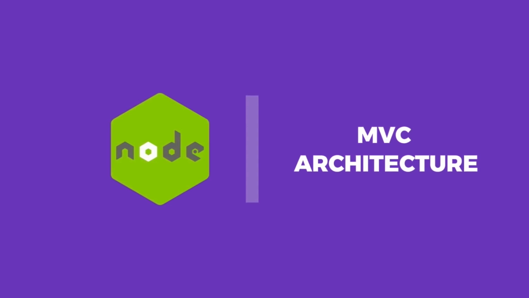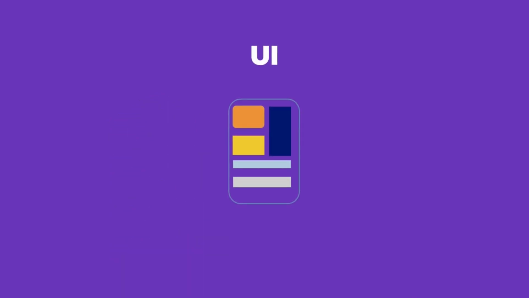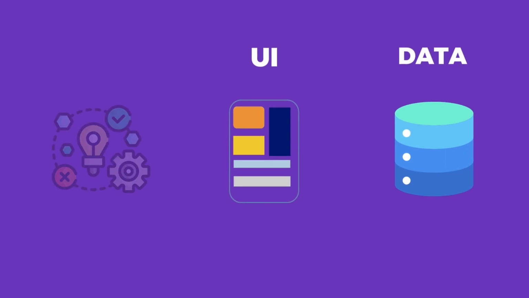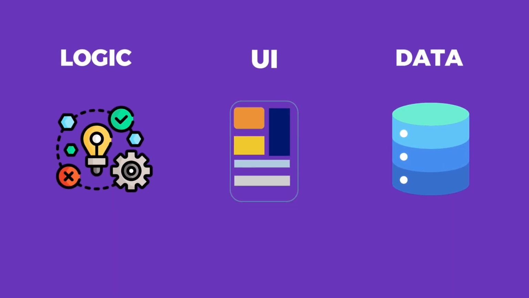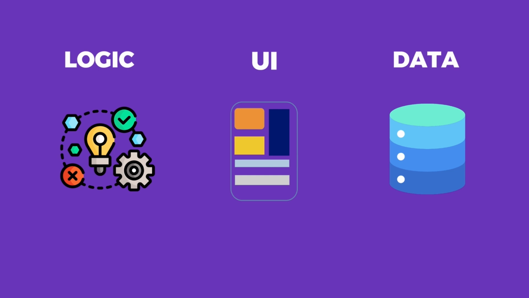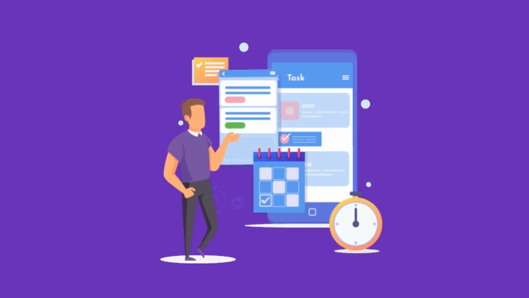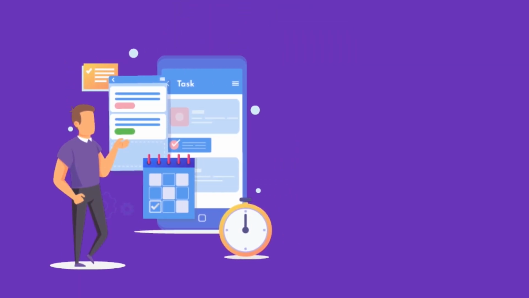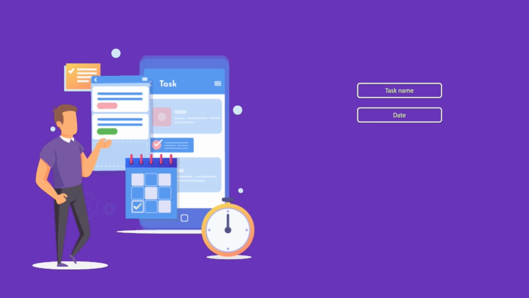There are three common factors when building software: a user interface, or what is seen by the user, data, and logic to process the data. Let's say you have a task manager app where you fill in data about your tasks, such as task name, starting and completion date, and status.